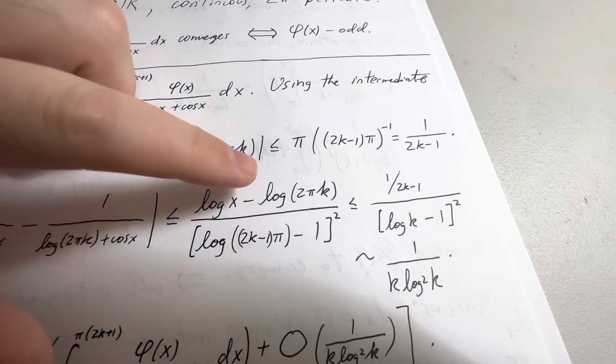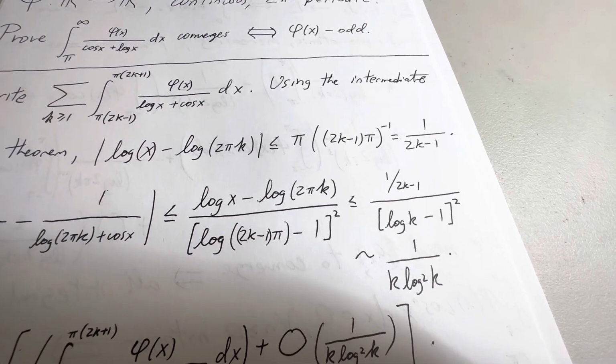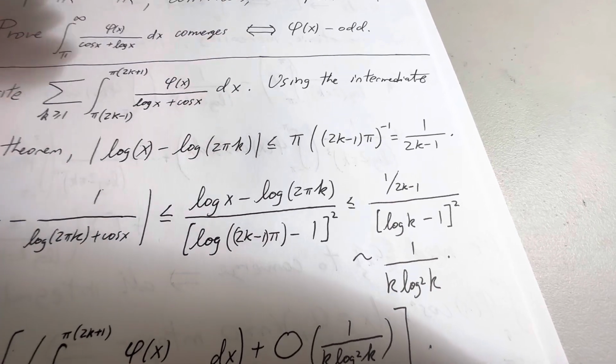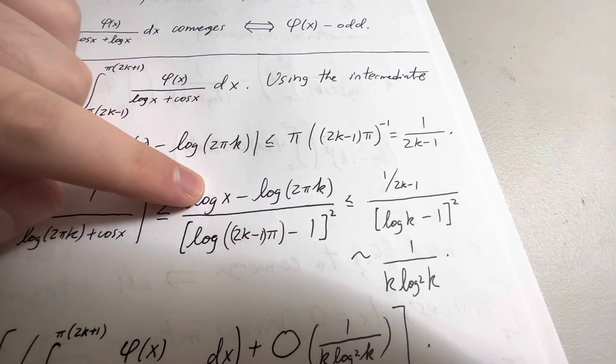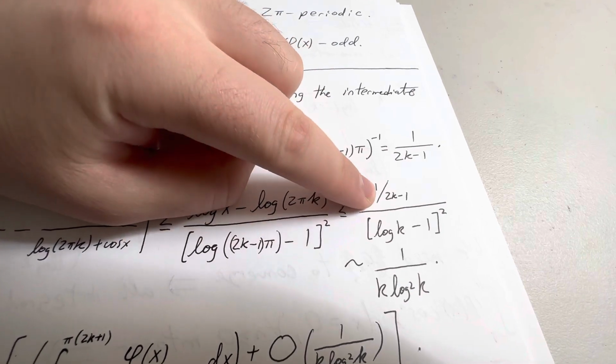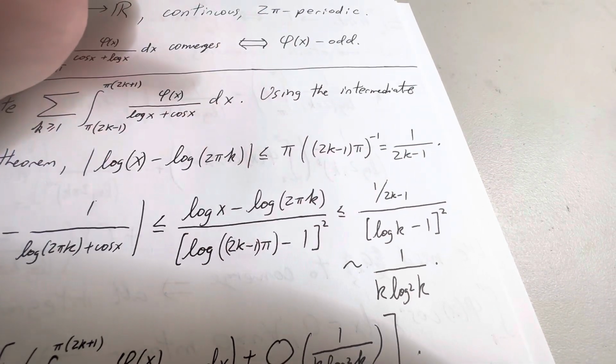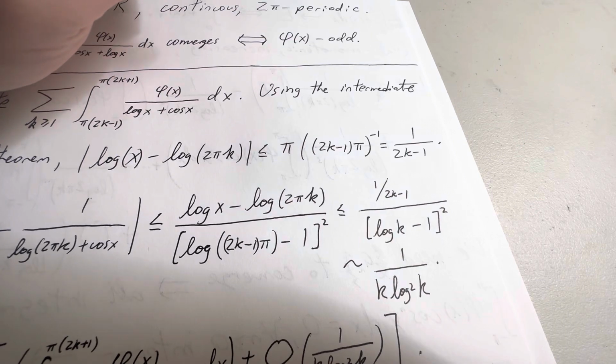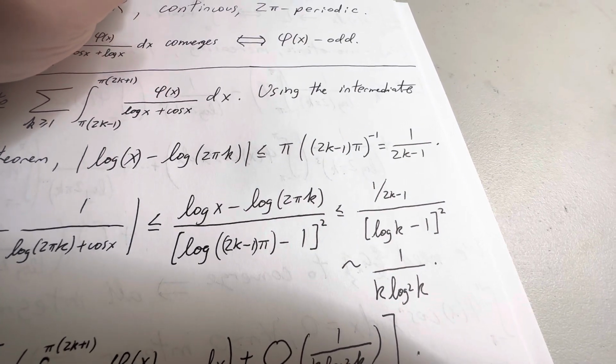So the cosines cancel in the top, so we're left with the logarithms. And we just showed that this top here is bounded above by this guy. So that goes here. And then the bottom, why is it just 2k minus 1 pi?